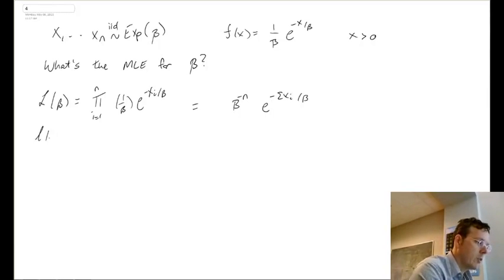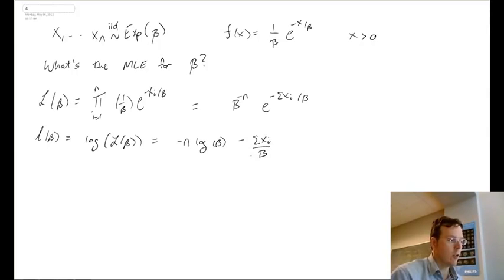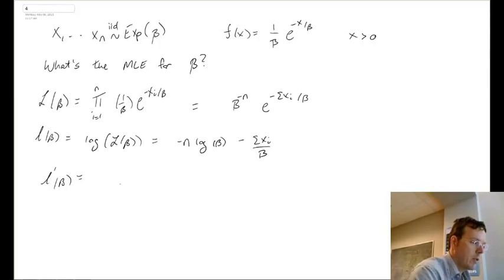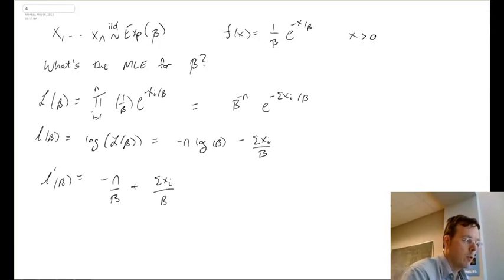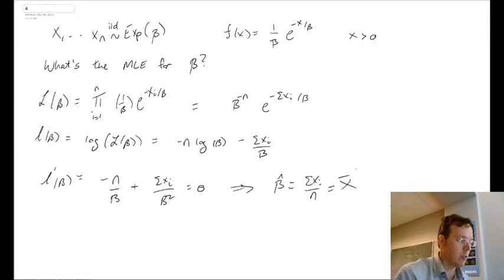Okay, and then the log likelihood associated with beta is negative n log beta minus summation x_i over beta. Let's take a derivative of the log likelihood, L prime of beta, and we get negative n over beta plus summation x_i over beta squared. We set that equal to 0, and that implies the solution beta hat equals summation x_i over n, which is x bar.